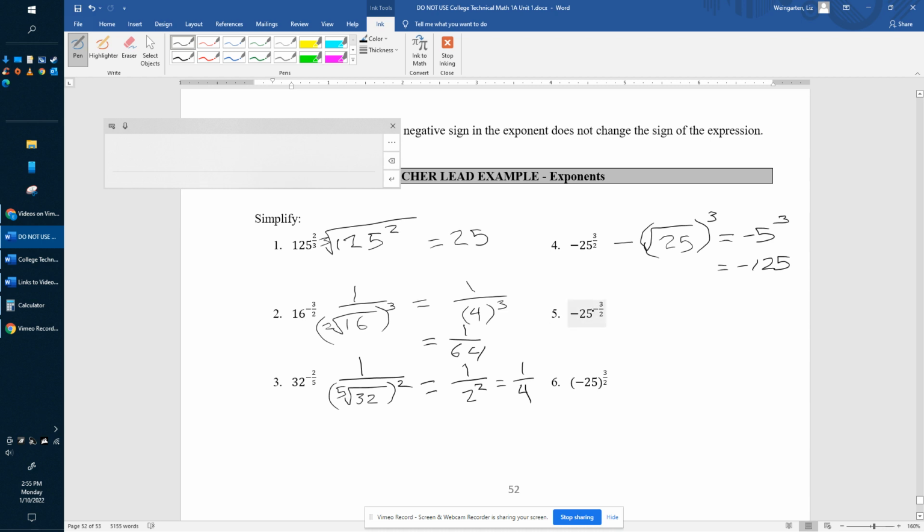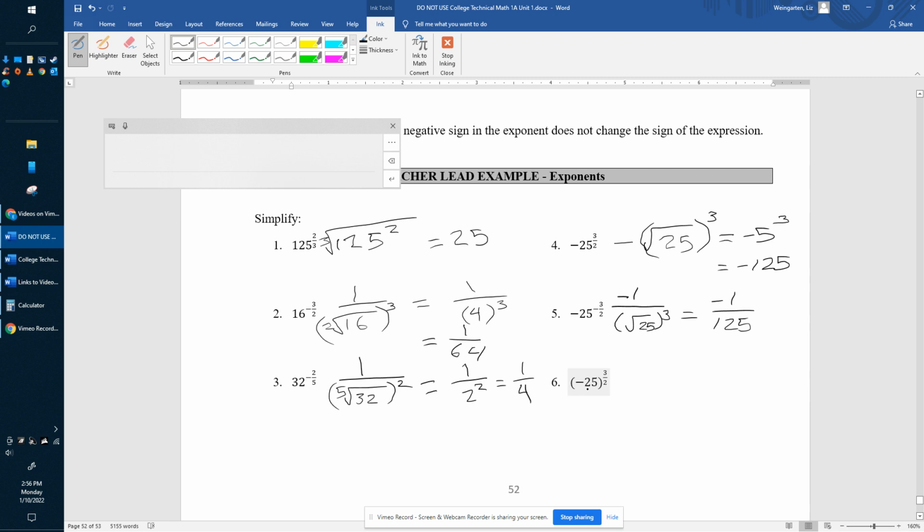Anywho, so this is another one. The negative is on the outside, so your answer is going to be negative. But your exponent is also negative, so it's going to be 1 over that negative number. So negative 1 over, same thing, square root of 25 cubed, which we determined is negative 125. It's just, we're taking the reciprocal. It's the exact same problem. It's just a negative exponent this time.